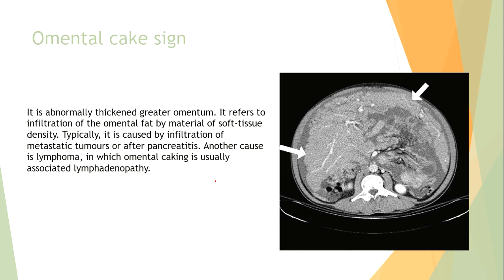Omental cake sign. It is abnormally thickened greater omentum. It refers to infiltration of the abdominal fat by material of soft tissue density. Typically, it is caused by infiltration of metastatic tumors or occurs after pancreatitis. Another cause is lymphoma, in which omental caking is usually associated with lymphadenopathy.